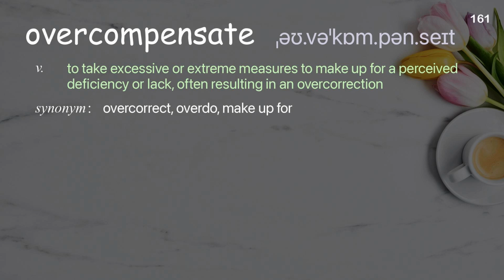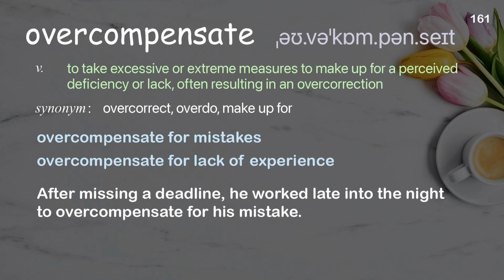Overcompensate. To take excessive or extreme measures to make up for a perceived deficiency or lack, often resulting in an overcorrection. Examples: overcompensate for mistakes. Overcompensate for lack of experience. After missing a deadline, he worked late into the night to overcompensate for his mistake.